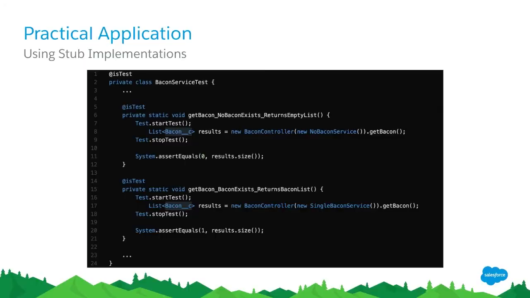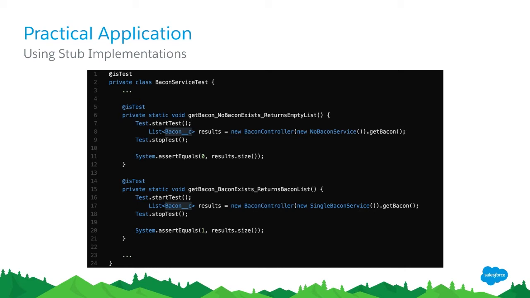So if I then rework my test class to actually use these, this is basically what it would look like. You see on line 8, I'm instantiating my controller, and I'm passing in the no bacon service, and then calling get bacon. So I get a list of results, and my assert is that I get no bacon back, because that's what the stub returns. And the second one, I'm passing in the streaky bacon service and asserting I get one record back. So you're probably thinking, well, these tests are a bit weird. What is really going on here?